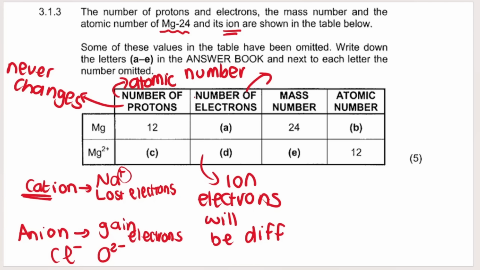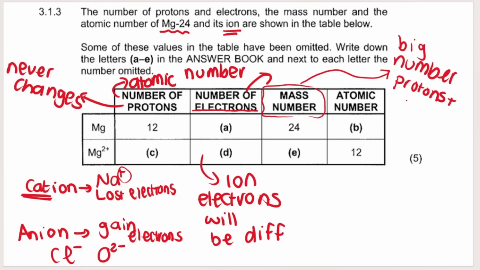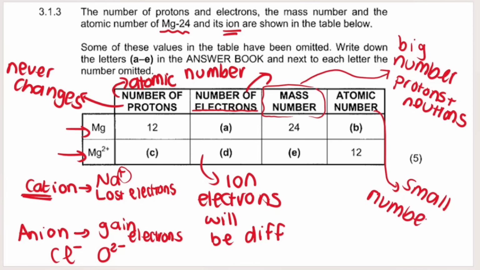So therefore, in the case of ions, the number of electrons will be different to the number of electrons in an atom. The mass number, that is the big number on the periodic table. So I'm going to say big number. And the mass number is the number of protons plus the number of neutrons. So remember, the mass number will be different for isotopes, but for an atom and its ion it should be the same. Atomic number is the small number on the periodic table, and it represents the number of protons. Okay, so with all that information, let's actually do the question.